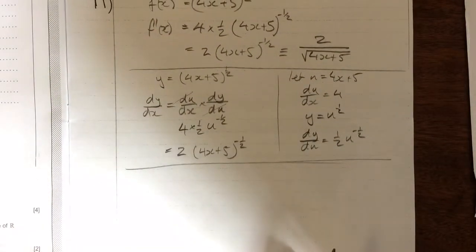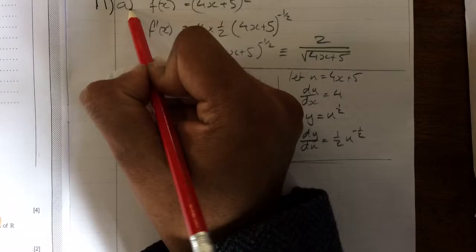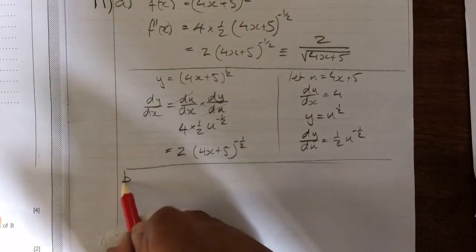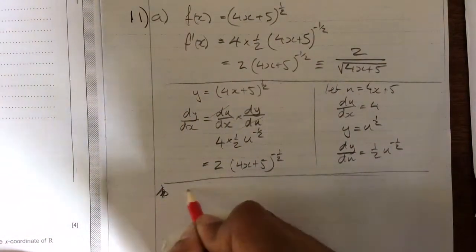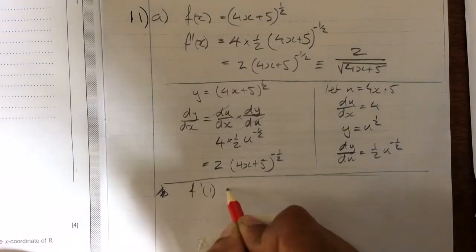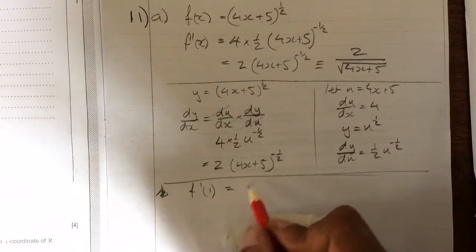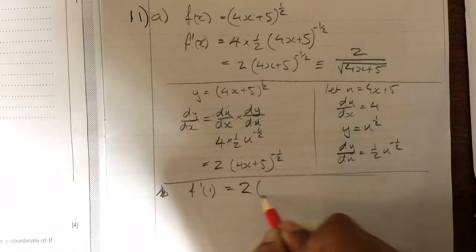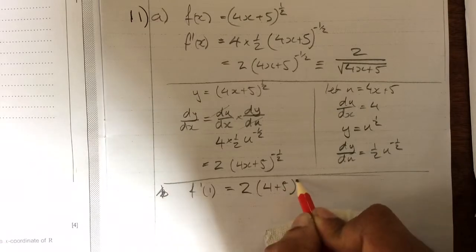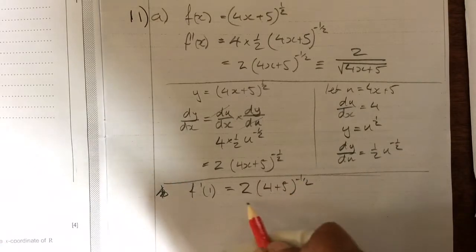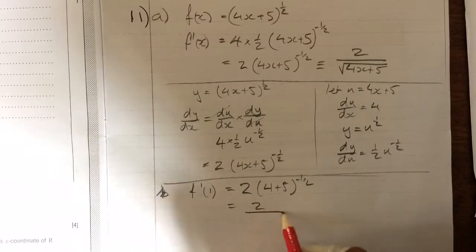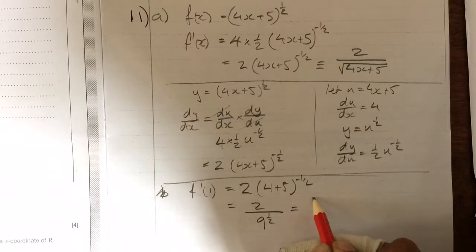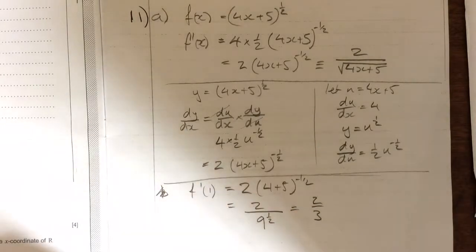Okay, so that was part A. Oh, hang on, part A is asking for f prime of 1 is equal to, so now we just sub in 1 into this. So that's 2, 4 plus 5 to the power of minus a half. Easy to write that as equals 2 over 9 to the power of a half. 9 to the power of a half is 3, so that's 2 over 3. That's f prime of 1.